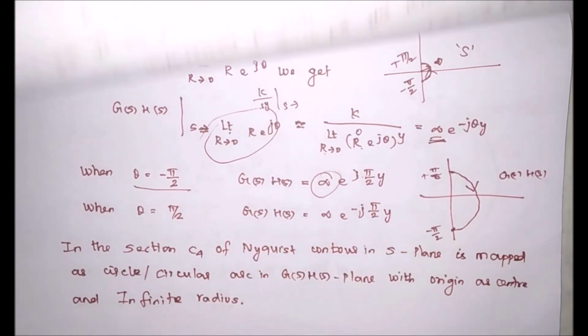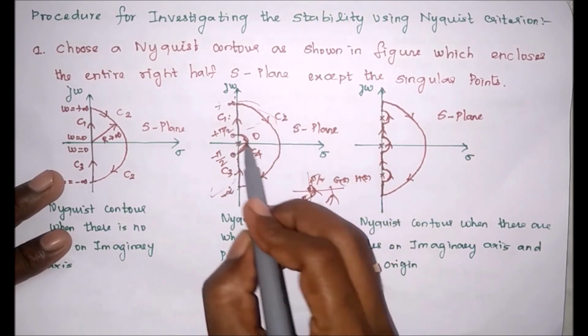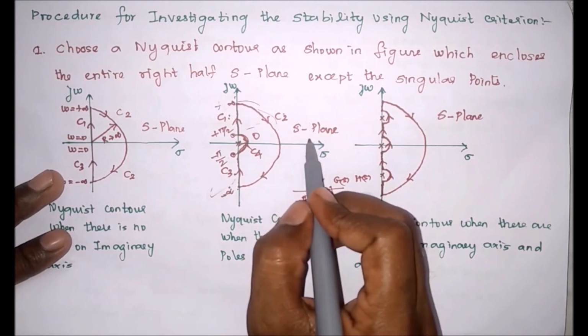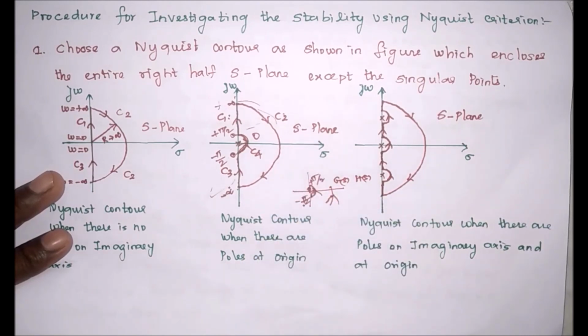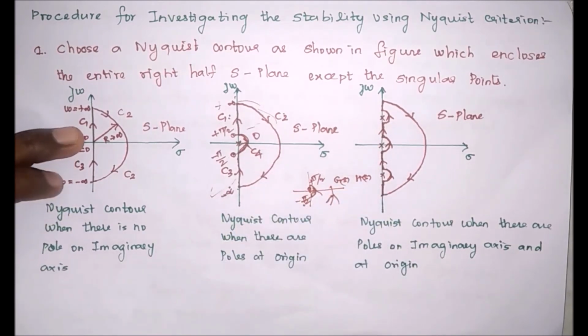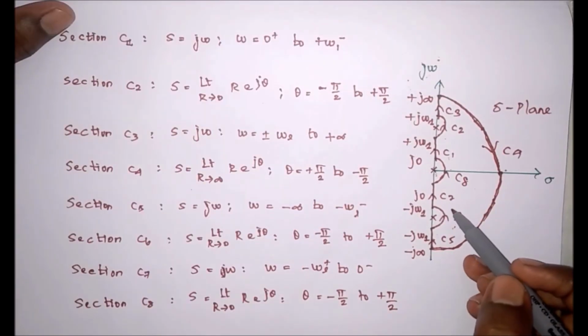So far we have constructed G(s) for C1, C2, C3, C4 in the G(s)H(s) plane. Now we have to plot all four sections into only one graph like this. So we will get the final G(s)H(s) plane. We considered this for this graph.